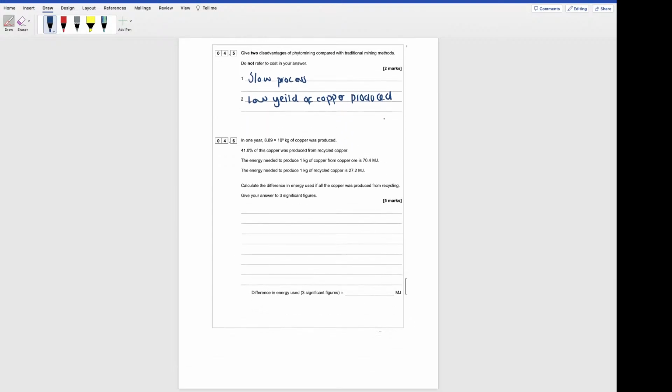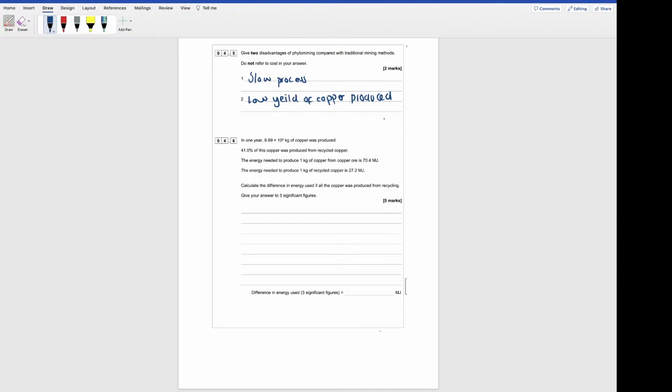So 4.6 says in 1 year, 8.89 times 10 to the 9 kilograms of copper was produced. So that's how much copper was produced in 1 year. 41% of this copper was produced from recycling copper. The energy needed to produce 1 kilogram of copper ore is 70.4 megajoules, and the energy needed to produce 1 kilogram of recycled copper is 27.2 MJ. Calculate the difference in energy used if all the copper was produced from recycling. Give an answer to 3 significant figures.